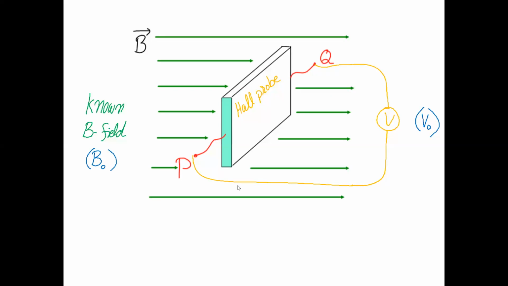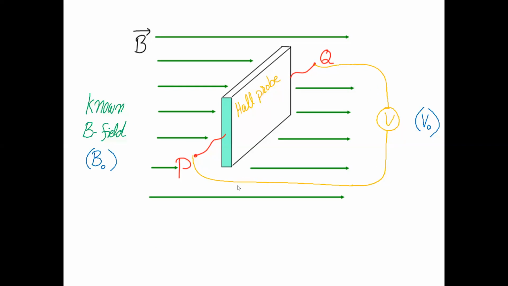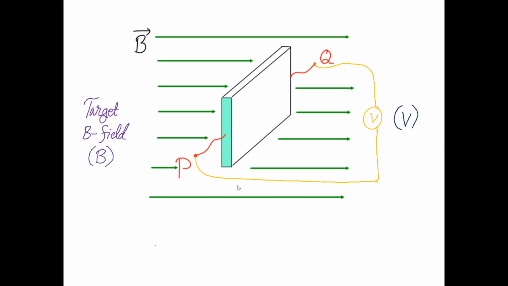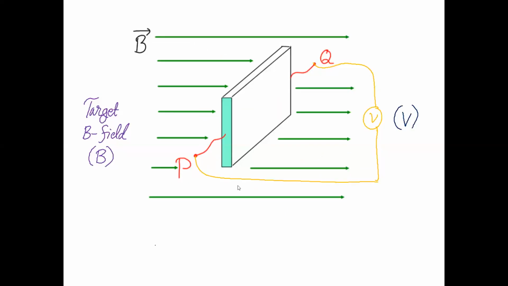We first place it in a known magnetic field. We place Hall probe in a known magnetic field, let's say B naught. And then we place it in the target magnetic field and we measure the voltage. I repeat, we first place the Hall probe in a known magnetic field and measure the voltage V naught. Then we place the Hall probe in the target magnetic field, measure the voltage, and then apply this ratio method to calibrate Hall probe.